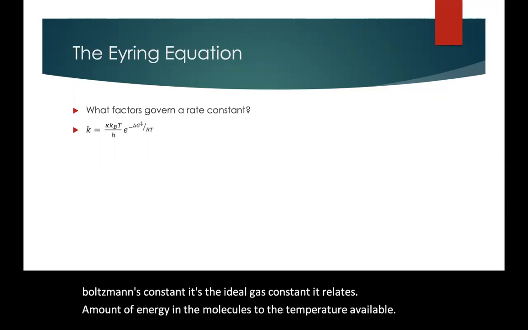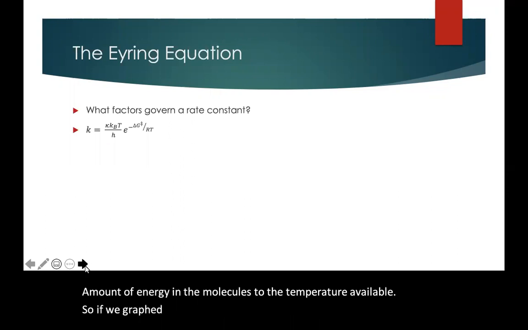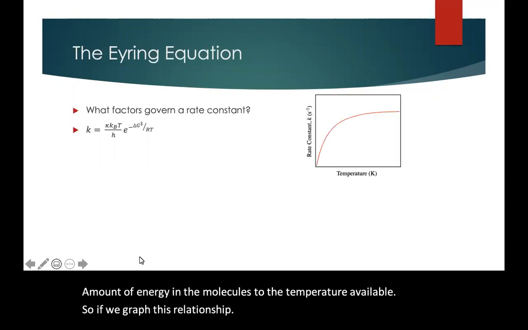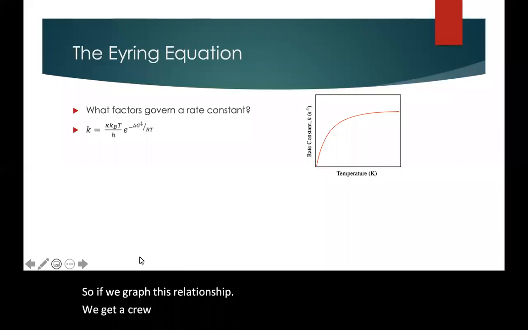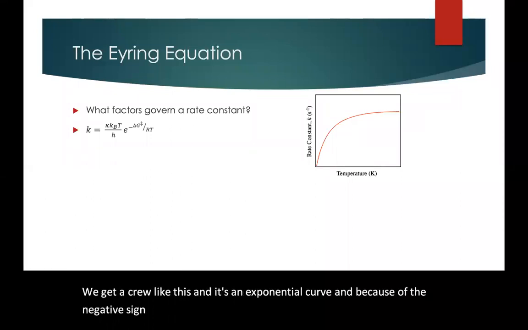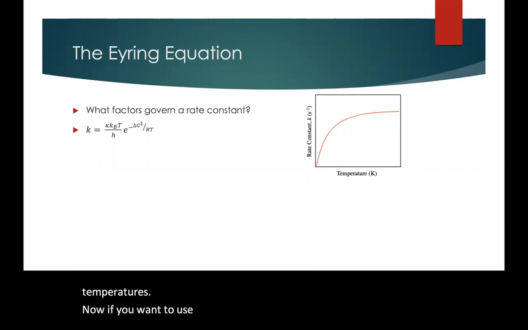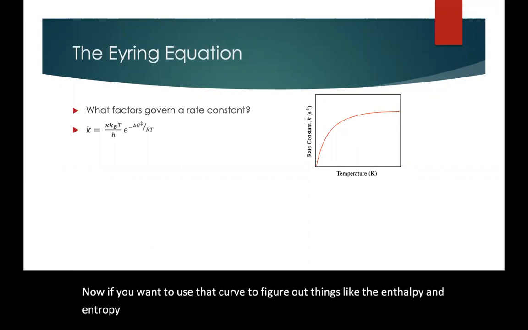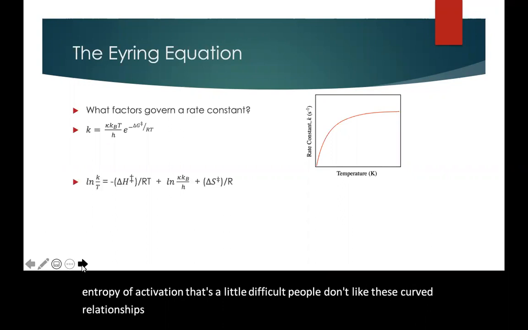So if we graph this relationship, we get a curve like this, and it's an exponential curve, and because of the negative sign in the exponent, it flattens out as we go to higher and higher temperatures. Now, if you want to use that curve to figure out things like the enthalpy and entropy of activation, that's a little difficult. People don't like these curved relationships. They prefer to work in linear terms.